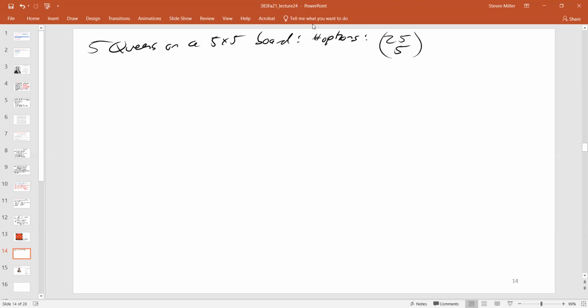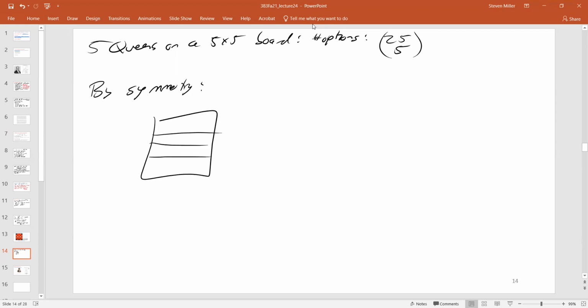Now you could do a little bit better by symmetry. By symmetry, how many choices are there for the first queen? I'm sorry? I get a little bit less than 7. 6. 1, 2, 3, 4. 1, 2, 3, 4. Basically, the first queen has to be in one of those 6 spots. So there's only 6 options for the first queen.